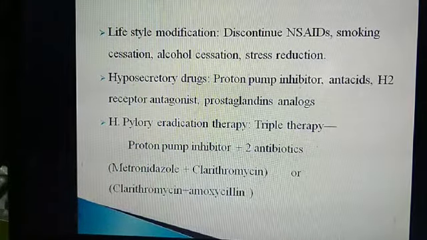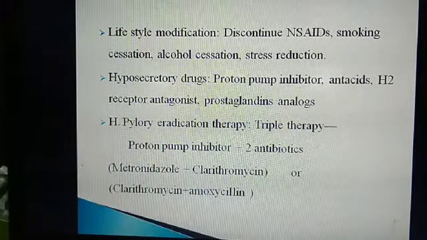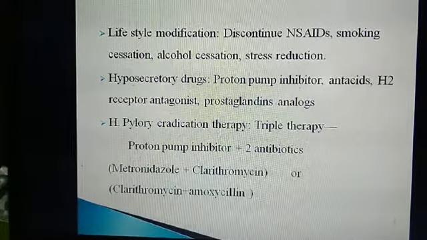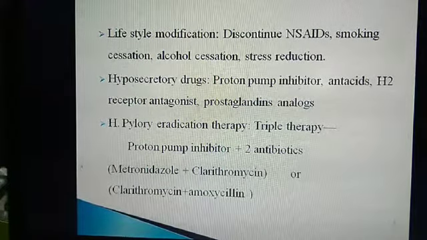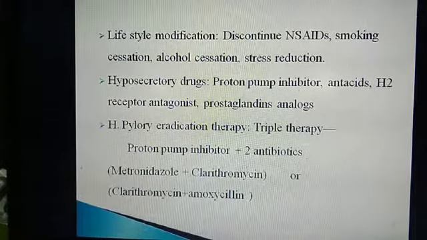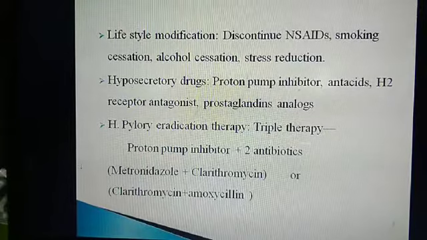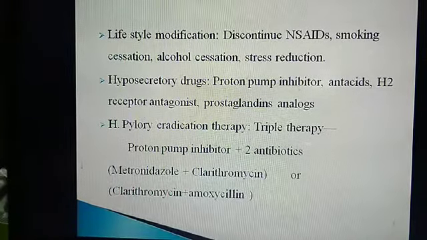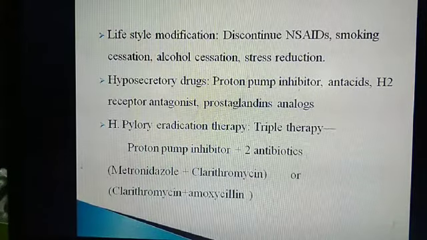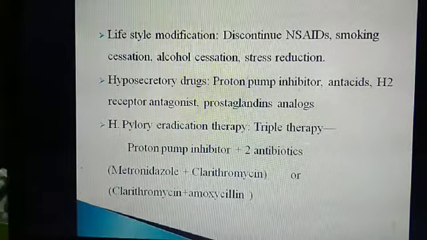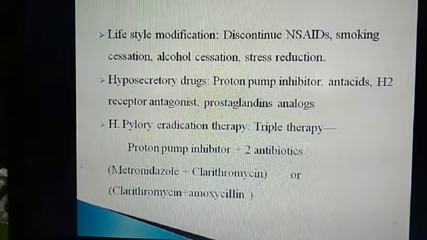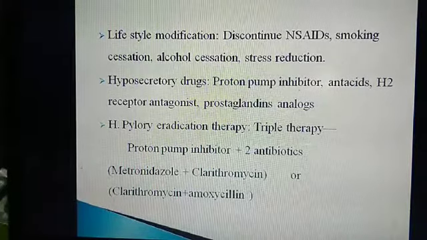Lastly, H. pylori eradication therapy. This is also called triple therapy. Here we can give a proton pump inhibitor, and with that we give two different antibiotics. The combination of antibiotics may be metronidazole plus clarithromycin, or clarithromycin plus amoxicillin. So these kinds of management we can go through for our peptic ulcer.